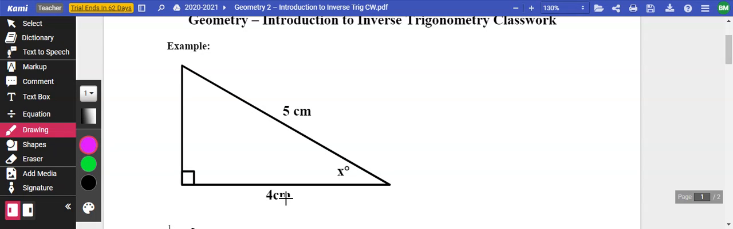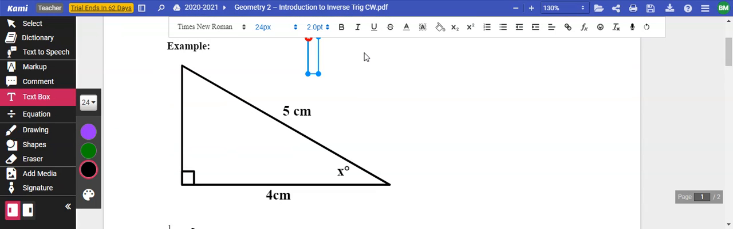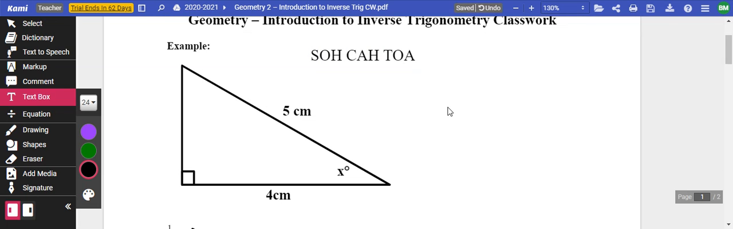We're going to look at inverse. So we've worked on using SOHCAHTOA to find length, okay? So we've used sine, cosine, tangent to find length for things. In this case, we are going to find an angle.